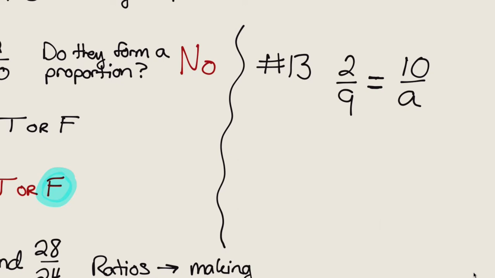And the only way to make it true is that you have to take this placeholder a, aka a variable. It's a placeholder. You have to find the number that can take its place that will make the statement true. So I have 2/9 and it equals 10 over something. That something is what you need to find. So in this particular case, I'm going to encourage you to ask yourself this question. What do I multiply the first ratio by to get the second ratio?